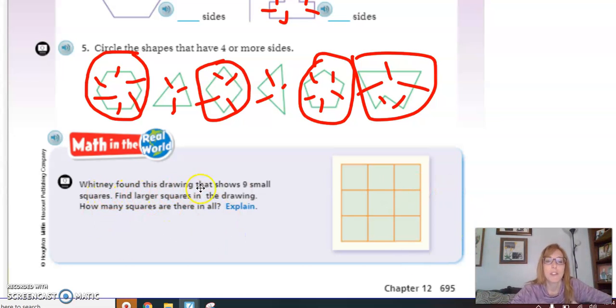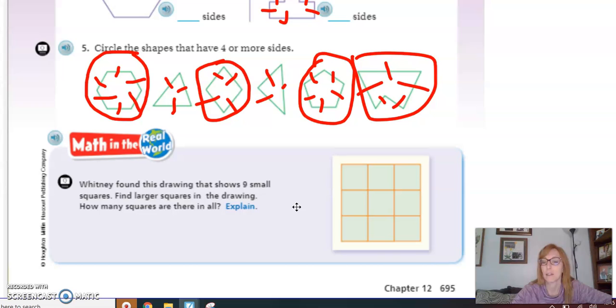So then Whitney found this drawing that shows 9 small squares. Find the larger square in the drawing. How many squares are there in all? So we know there are 9 small squares, 1, 2, 3, and then you have 1, 2, 3 going down. So they want to know, find the larger square in the drawing. If you look here, you should be able to see that you have 3 on one side and 3 on the other, so they are equivalent on each side. And we know squares have to follow the rule that all sides are the same. So this would be 1 square. Look at that and see if you can find any other squares within there.